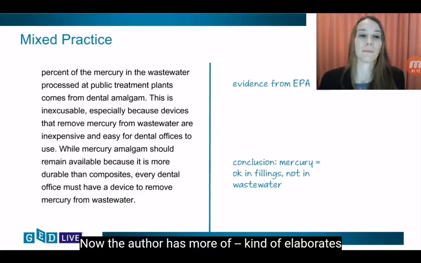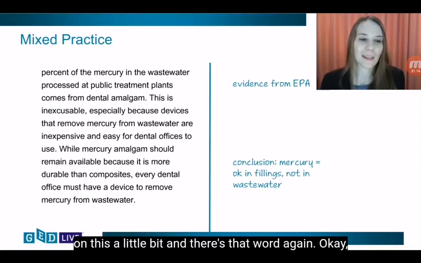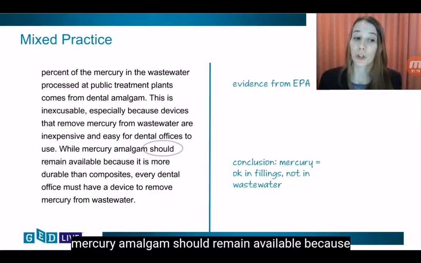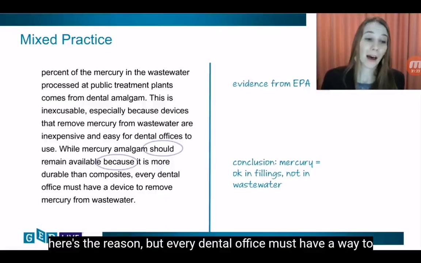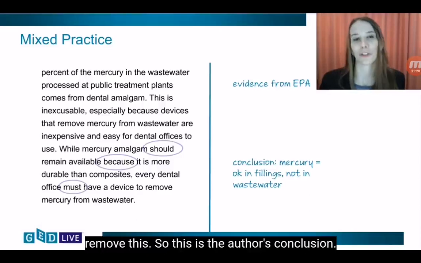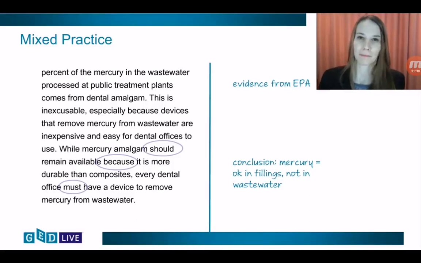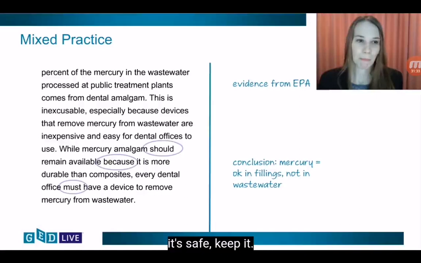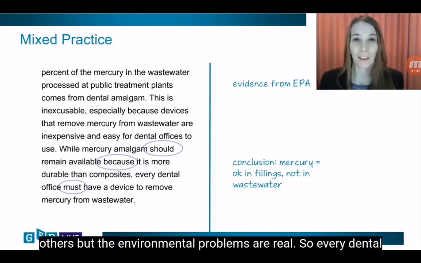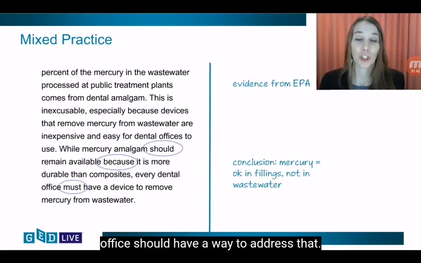Now the author elaborates on this a little bit, and there's that word again. Mercury amalgam should remain available, but every dental office must have a way to remove this. So this is the author's conclusion: mercury amalgam is safe, keep it. Here's the reason it's good, more durable than the others, but the environmental problems are real, so every dental office should have a way to address that.